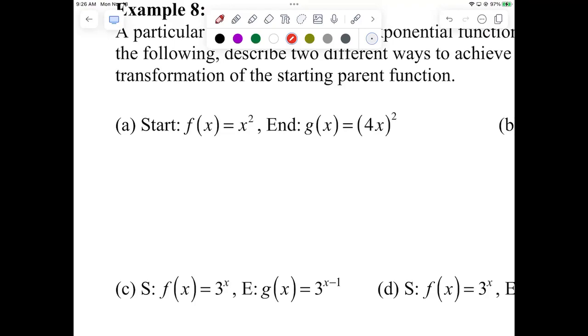Let's say I start with x squared, and I'm ending with 4x quantity squared. What's the first way that I can get from x squared to 4x quantity squared? In other words, what would this 4 do? Well, is it a vertical stretch or a horizontal compression, or what is it? If it's inside, this is a b value, right? So it's a horizontal compression. Good. It's the opposite of what it appears. It's not 4 times wider. It's 4 times narrower. It's a horizontal compression by a factor of 4.